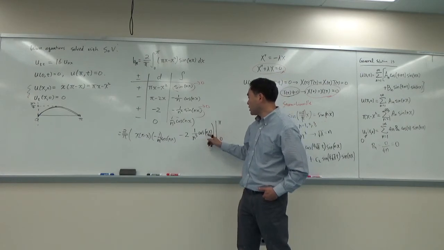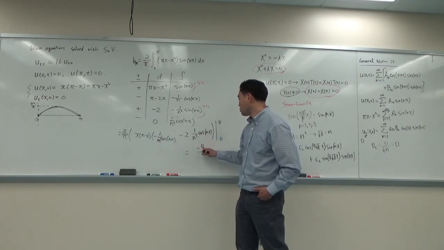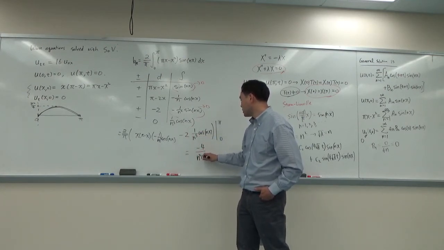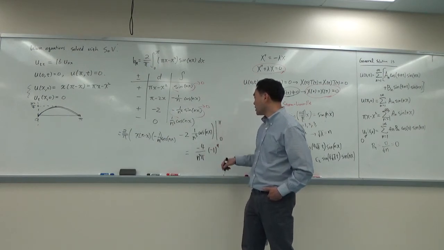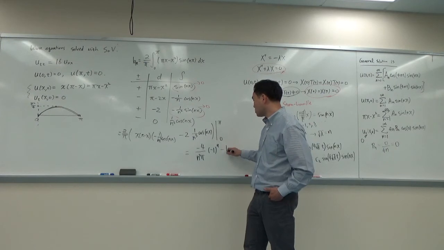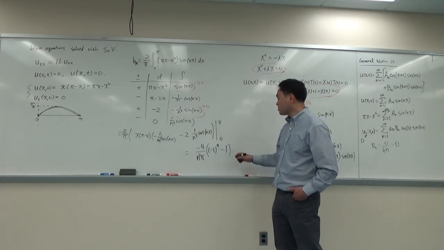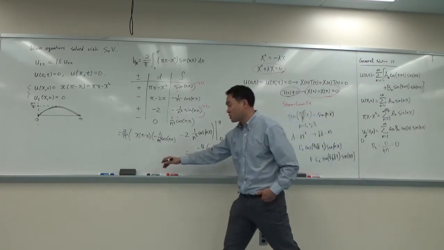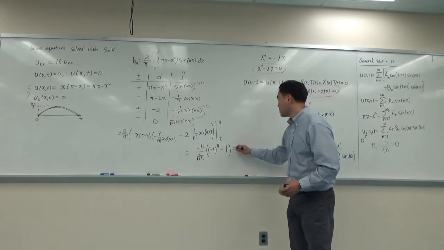When you plug in pi, you get, let's see, 2 times negative 2 is negative 4 over n cubed pi, times negative 1 to the nth power if you plug in pi. And then when you plug in 0, it's 1, so you have to subtract. You can leave it like this, or you can switch around by consuming that minus. It doesn't matter. But that's your bn.